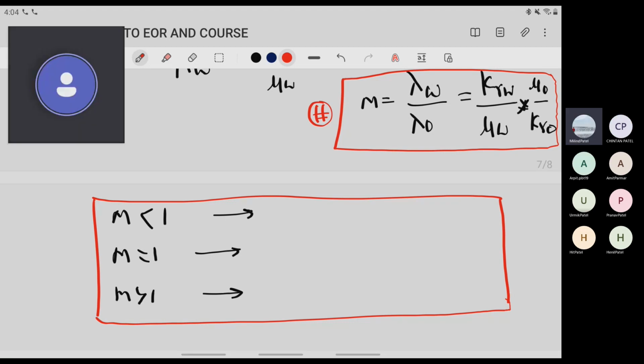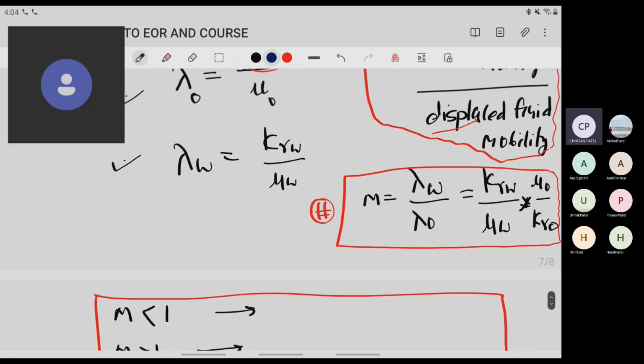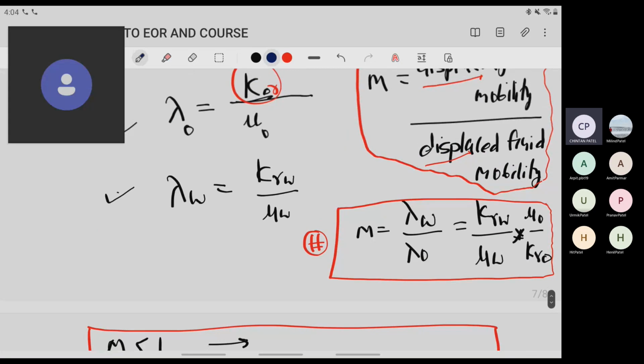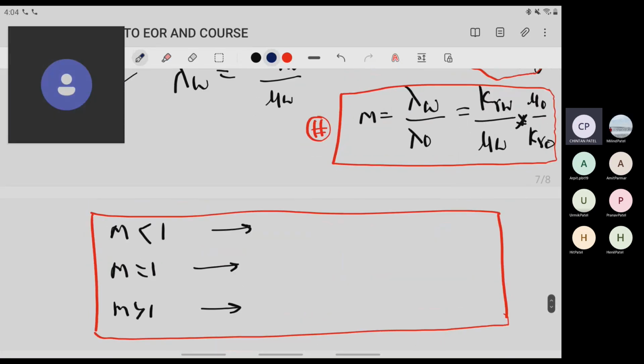I think it should be less than 1. If the viscosity of water increases, water will stay in one place, and the permeability of oil can increase, so oil can flow more. Have I written this formula correctly? Let me verify: krw by mu w, kro by mu o. Okay, correct. So you are saying that when the mobility ratio is less than 1, the water viscosity will go up. Let's consider this value as a constant and just take the case of viscosity only.